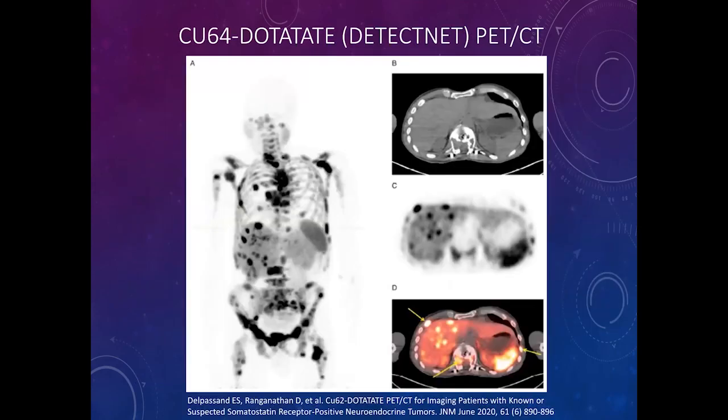Here is an example of imaging with a new radiotracer, which was just approved by FDA for imaging of neuroendocrine tumors. It's the same DOTATATE, but labeled with copper-64. And it's a PET radiotracer. And again, it provides all those advantages of PET-CT imaging. And you see that biodistribution, again, is quite similar to other octreotide-based substances. Spleen is the hottest.